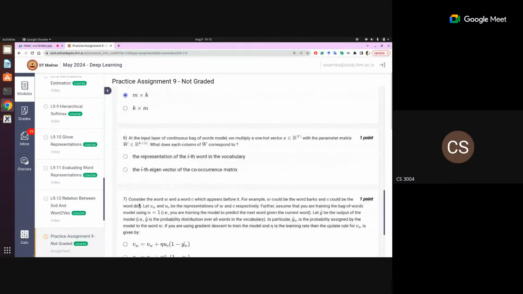At the input layer of CBOW model, we multiply a one hot vector x of dimension V with the parameter matrix W, which was W context, right? Dimensions K cross V, right? K is the embedding dimension, and V is the size of vocabulary, right? What does each column of W correspond to?